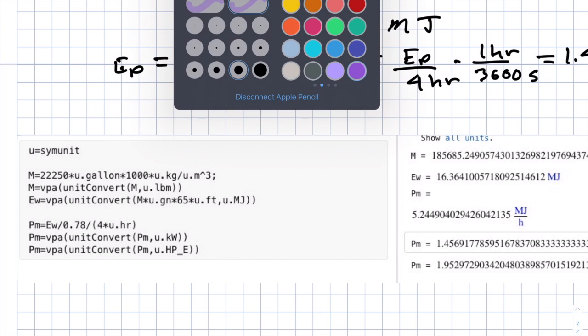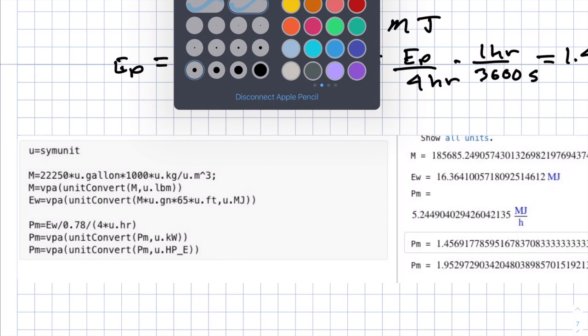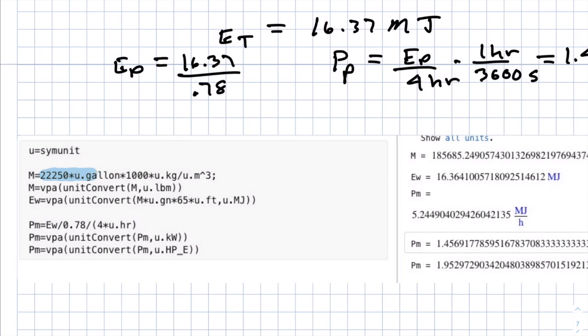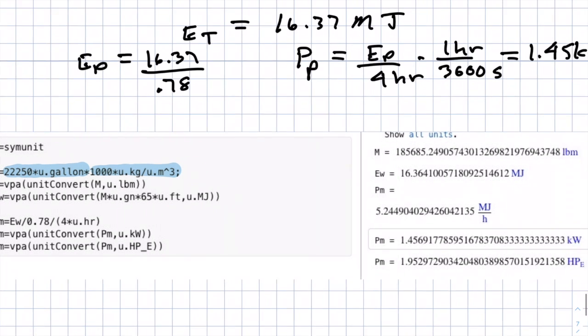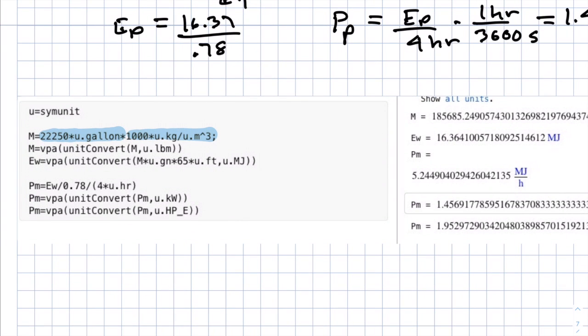I started with the number of gallons. Let me make this a little smaller. I started with the number of gallons, and I attached the units of gallons to that. And then I just multiplied by the density, because I know that if you take the density and multiply by volume, the units should work out where they cancel and you get back mass. So that's what I did here. You just multiply these together, and MATLAB is taking care of unit conversions along the way.